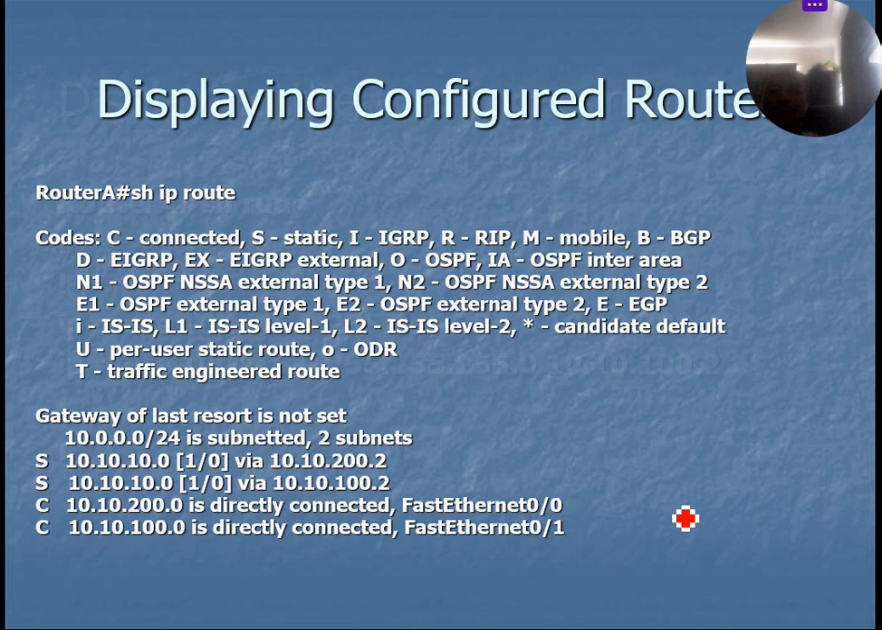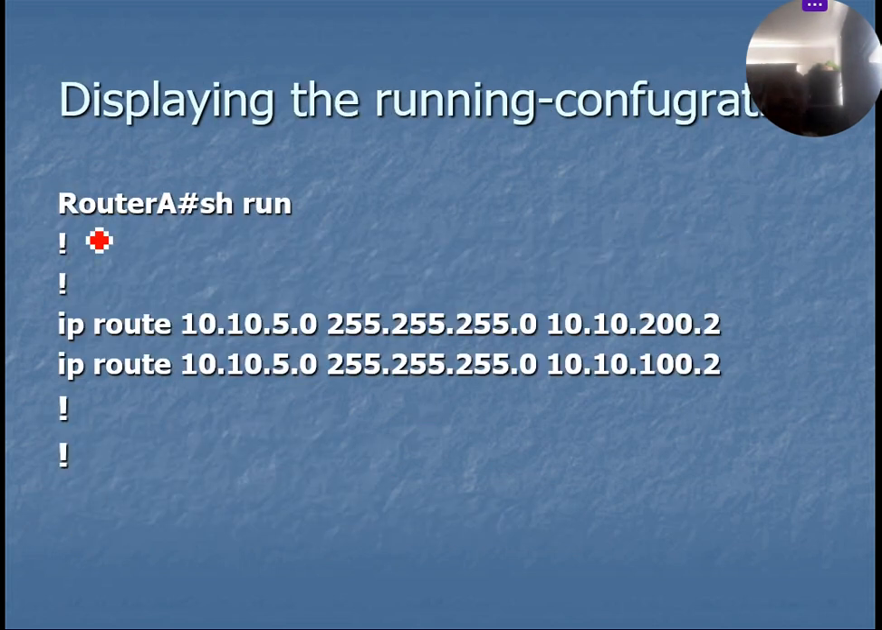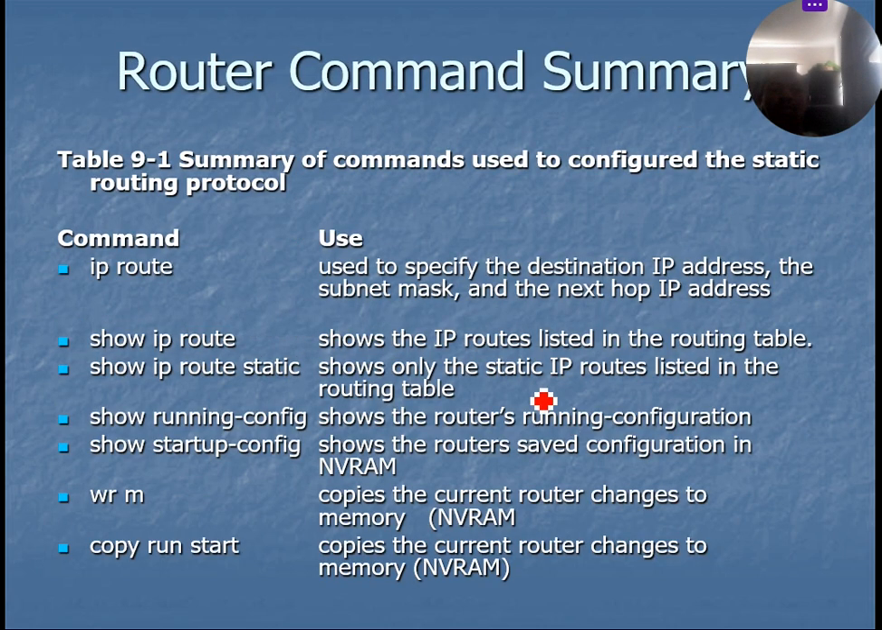Displaying the running configuration. If you want to display any running configuration, just type on the command interface router A hashtag show run. Okay, it will display whatever is running. Okay, here are some commands and what we use them for. If you say IP route, what is it used for? If you type this command on a router interface configuration, it's used to specify the destination IP address, the subnet mask, and the next hop. So IP route shows your destination IP address, your subnet mask, and your next hop IP address.